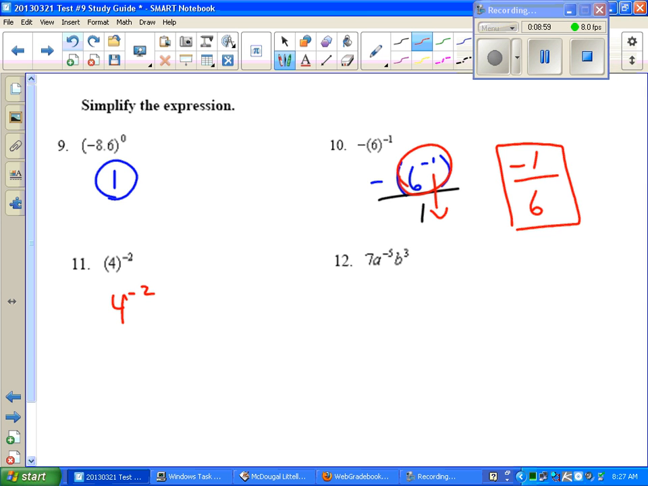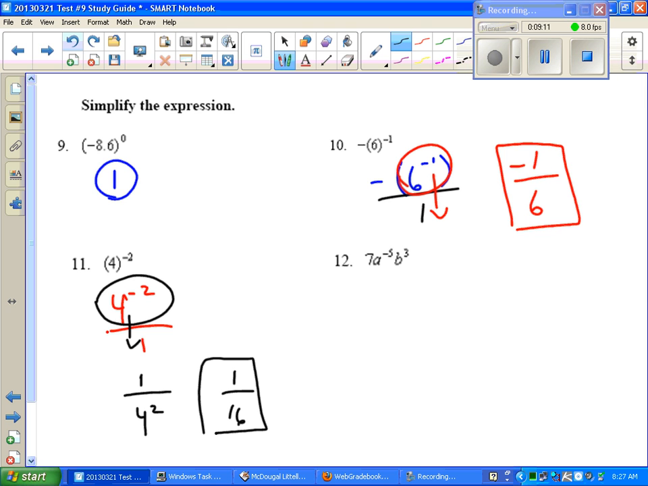4 to the negative 2 looks like this. 4 to the negative 2. Again, it's a negative exponent. It's got to ride the elevator down. That goes down. It becomes 1 over 4 squared. And 4 squared is 4 times 4, so 1 over 16 is your simplified answer.